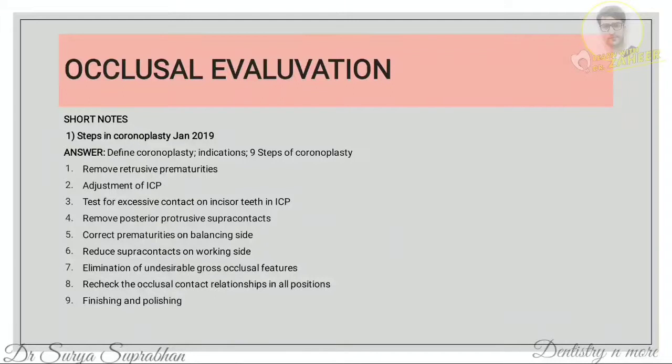Coming to next, that is occlusal evaluation. So in occlusal evaluation the most commonly asked question is steps in coronoplasty. So first you have to define what is coronoplasty, when it is done, that is in the indications you have to write, and then the 9 steps of the coronoplasty should be mentioned. For each step you have to write at least 1 or 2 lines.